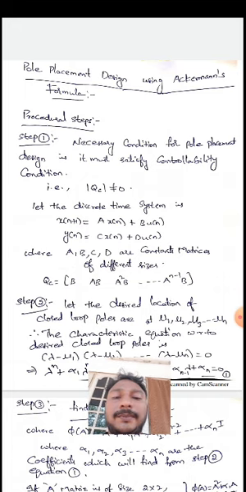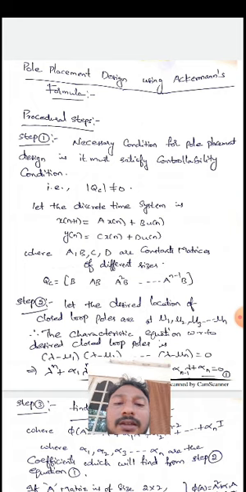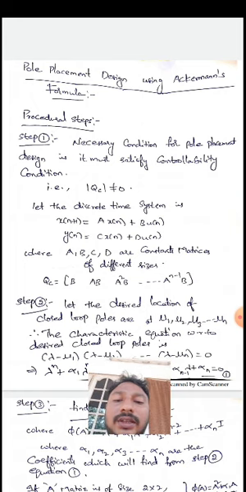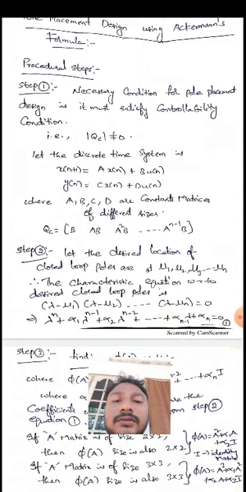Now we will move to step 2. What we discussed earlier in the general method, step 2 is common here as well. Again they will provide the desired closed loop pole locations. Generally, it is an A matrix of size n by n.